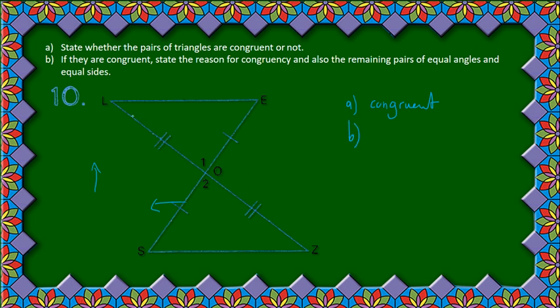And then my other angles that are equal are this L and Z, and then E and S, and then this side will be equal to this side since they are congruent. So LE is equal to SZ, and then angle L equal to angle Z, and then angle E equal to angle S.